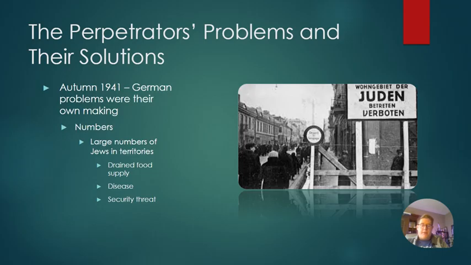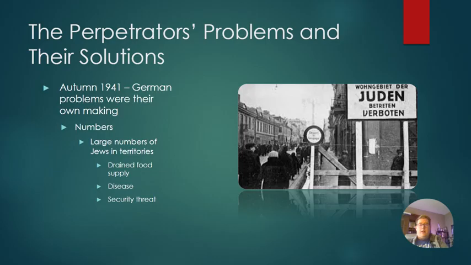Now, typically, they're in the ghettos or labor camps. They're sick, they're starving, they're unable to work. So there are some additional problems. The first one being they further drain the food supply. Second one, they spread disease. And third one, especially young men, constituted a security threat.